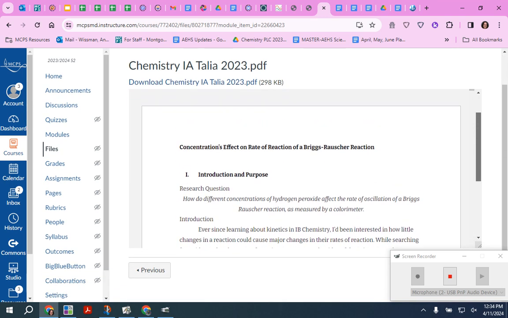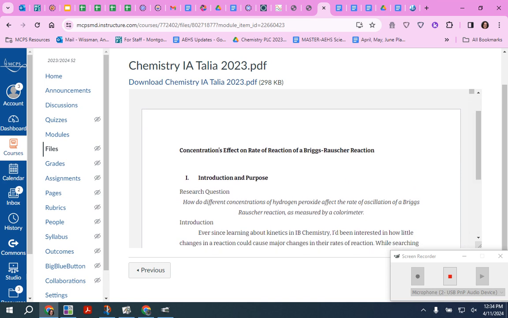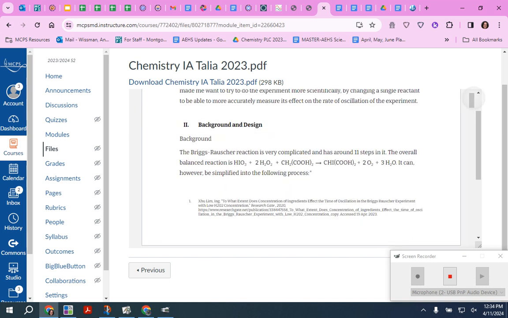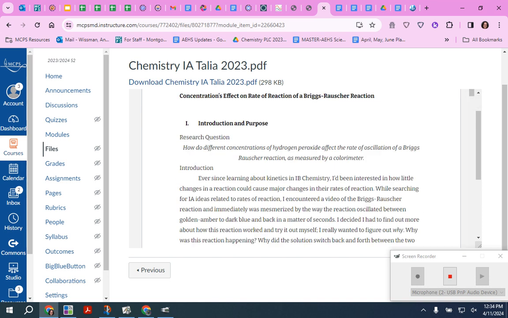So Talia did an oscillating reaction, and she very clearly starts with the research question, and then the introduction. Why is she interested in kinetics? She saw a video of this reaction, was interested in this idea of oscillation, and wanted to figure out how it worked.